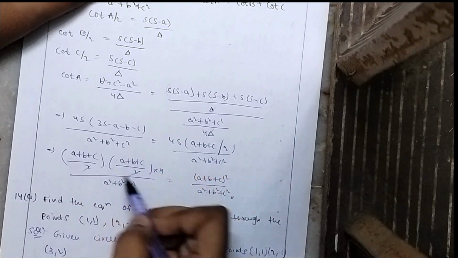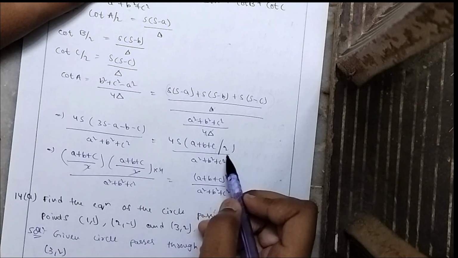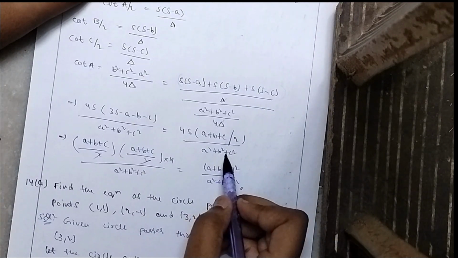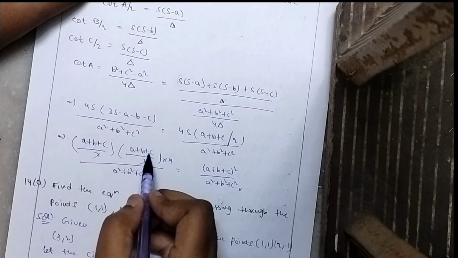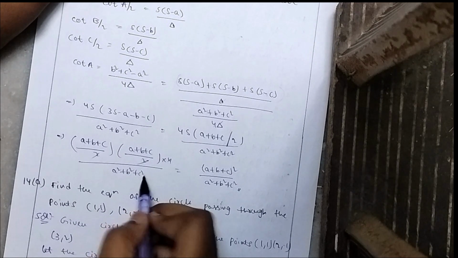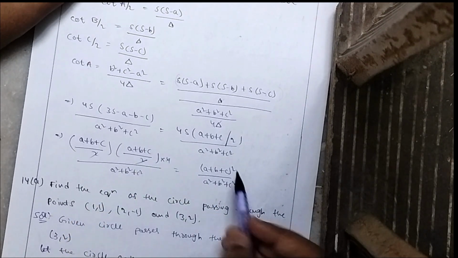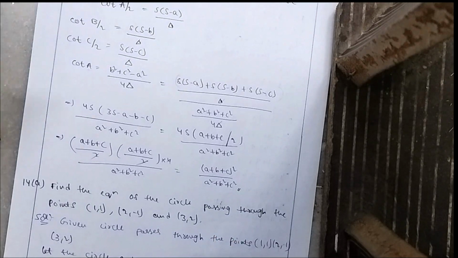So from this, taking out 4s into a plus b plus c by 2 by a square plus b square plus c square. That means a plus b plus c by 2 into a plus b plus c by 2 into 4 by a square plus b square plus c square. 2 same cancel. So that means a plus b plus c whole square by a square plus b square plus c square. Hence proved.